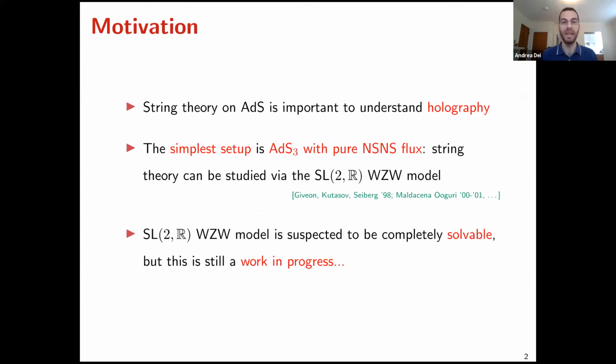And probably the simplest setup is AdS3 with pure NS-NS flux. Because in this case, we can study string theory via some conformal field theory living on the worldsheet of the string. So similarly to the flat space case, we have a CFT on the worldsheet. And this is the so-called SL(2,R) Wess-Zumino-Witten model.